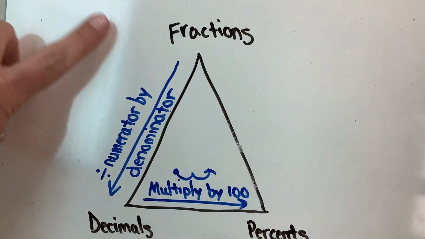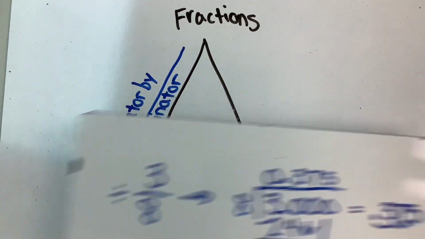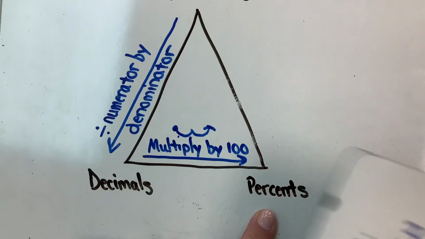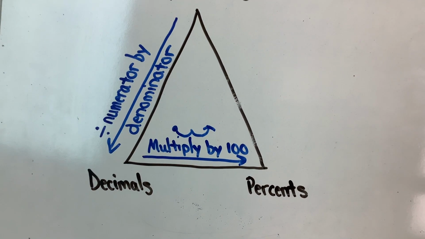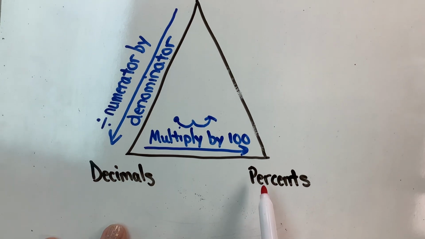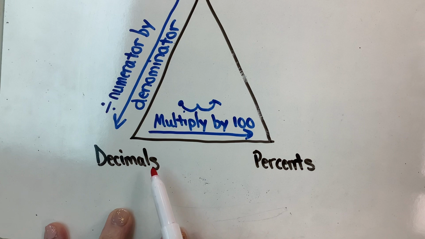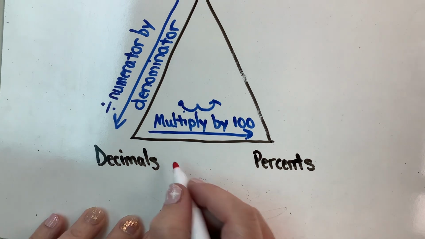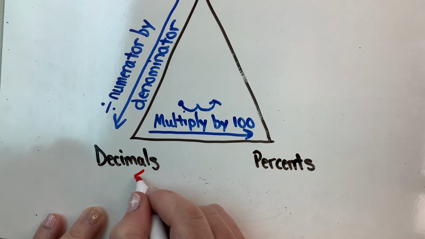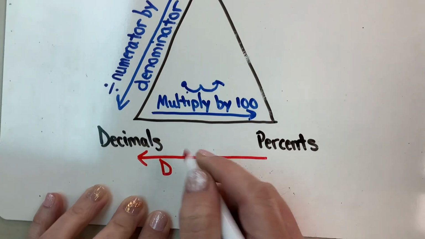So you have a fraction. We used 3/8. We had a decimal, 0.375, and we have a percent, 37.5%. You can be given any of those 3, but you always need to find the other 2. All right, now, if you have a percent and need to get to a decimal, you can also do that. Instead of multiplying, we can do the inverse or the opposite, and we can divide by 100.